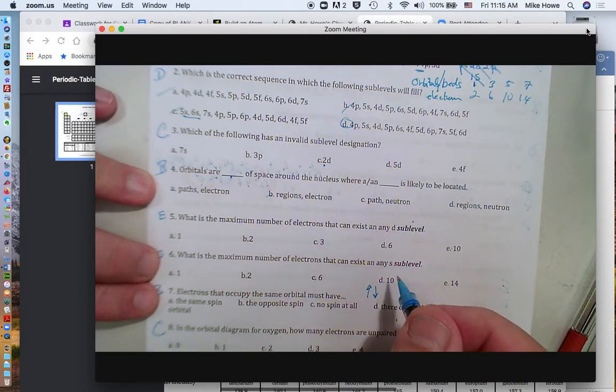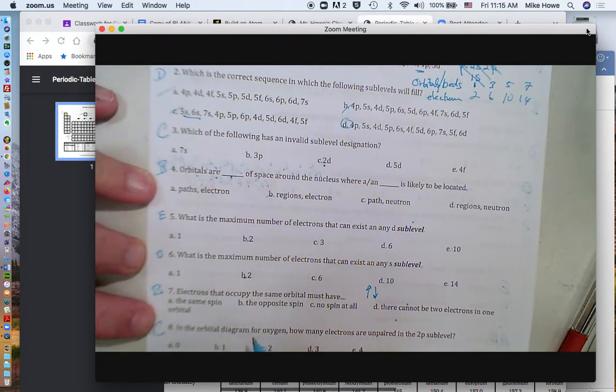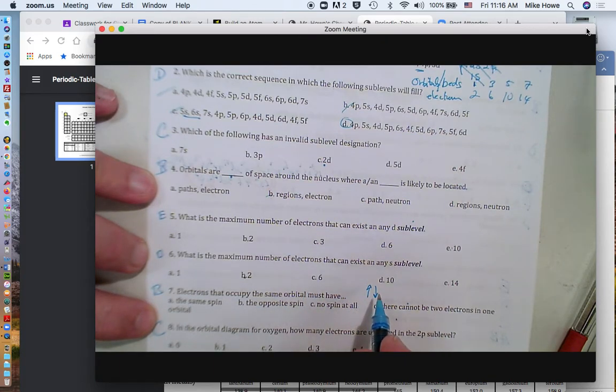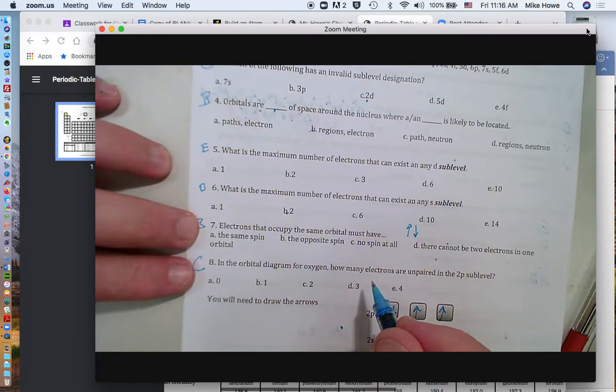All right, the maximum number of electrons in the S sublevel, that was 2. There you go. And if they occupy the same orbital, remember they had to be spinning in opposite directions. That was B. And then in the orbital diagram for oxygen, how many unpaired?